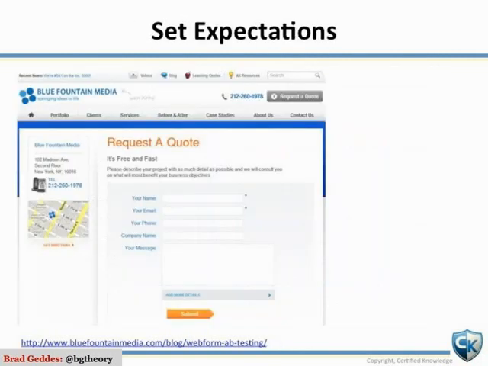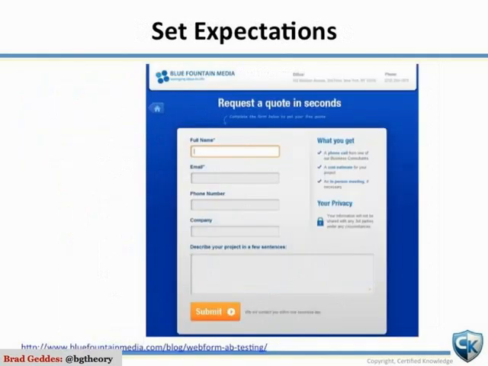Now this data comes from Blue Fountain Media, who did a test where they had a basic quote page. You have request a quote, submit, fill in your basic information, the way a lot of quote pages look like. Now the problem with a form like this is you don't know what you're going to get from it. So they changed their form around just a little bit. It says, here's what you're going to get. Their conversions went up a whole lot.